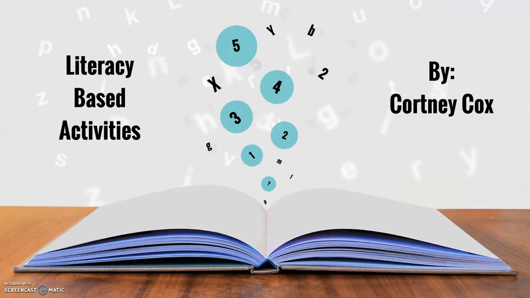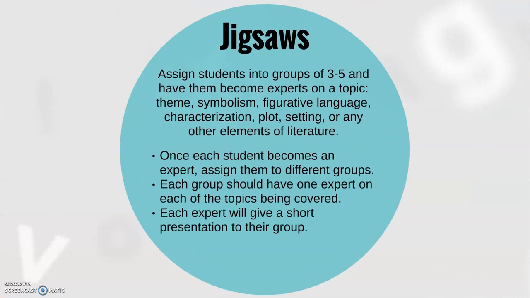The next activity we're going to learn about is jigsaws. You're going to assign students into groups of 3 to 5 and have them become experts on a topic. Some of these topics can include theme, symbolism, figurative language, characterization, plot, setting, or any other elements of literature. Once each student becomes an expert, assign them to different groups. Each group should have one expert on each of the topics being covered. Each expert will give a short presentation to their group.